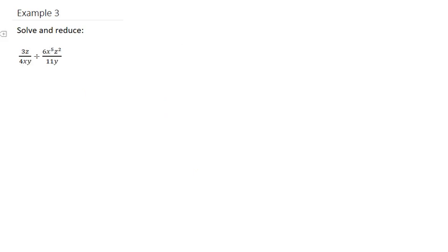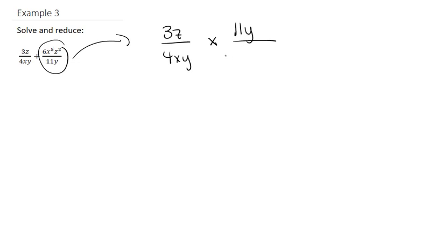Example 3. Solve and reduce. 3z over 4xy divided by 6x to the 5th z squared over 11y. So how we can write this out is we're going to take the reciprocal and then we're going to multiply. So we take 3z over 4xy times, now on the top we have 11y over 6, and then let's just write out all our x's. So we have 5 x's and then 2 z's.